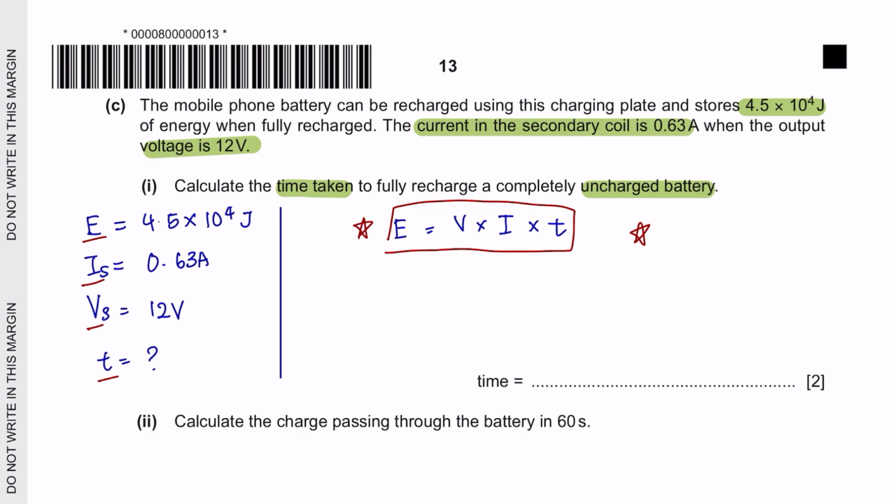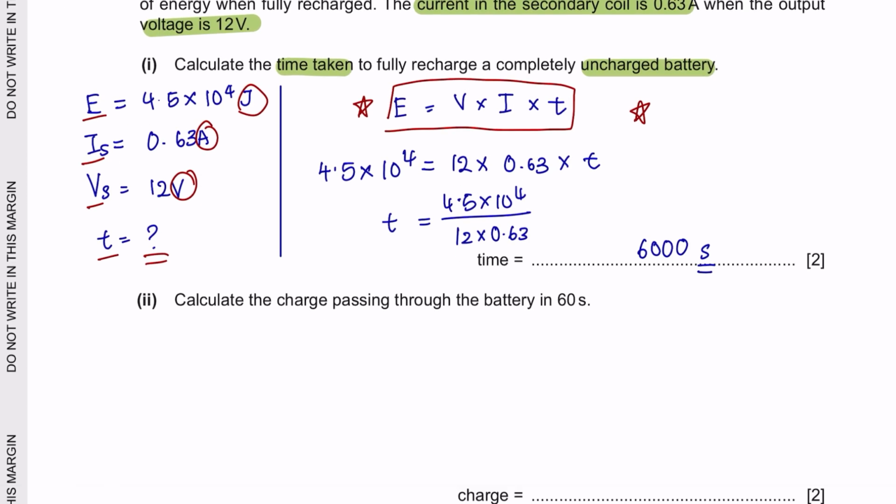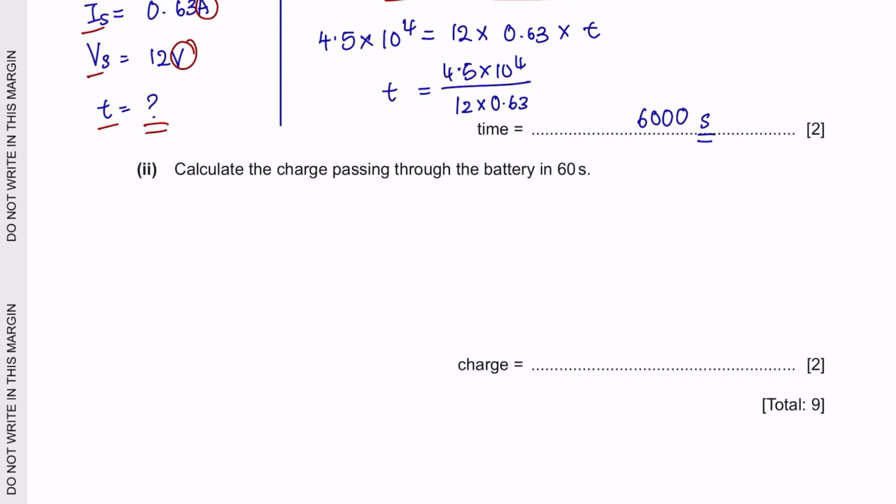I've made a video on this, so make sure you check it out and memorize them. And make sure that your units are all in standard units. Rearranging this, we will get 6,000 and the unit for time is seconds. Next, calculate the charge passing through the battery in 60 seconds.